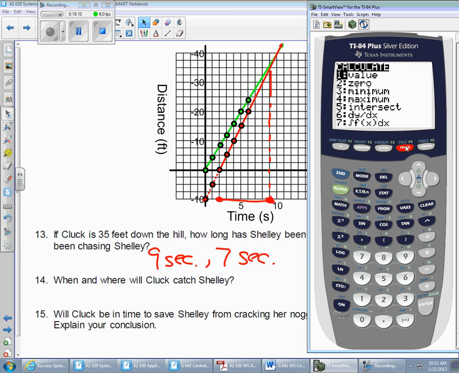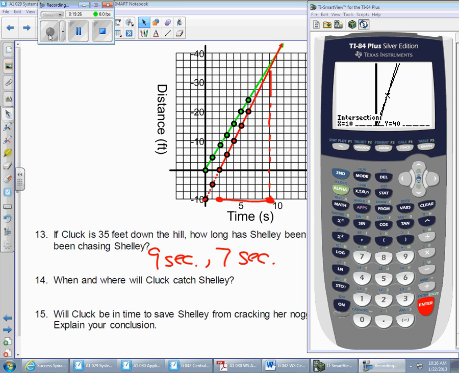So go second calculate, option number 5 is intersect. And remember, just scroll yourself near the intersection. It doesn't have to be perfect. And you just go enter, enter, enter. And there we go. We have a value of x equals 10 and y equals 40. So again, x equals 10, y equals 40.